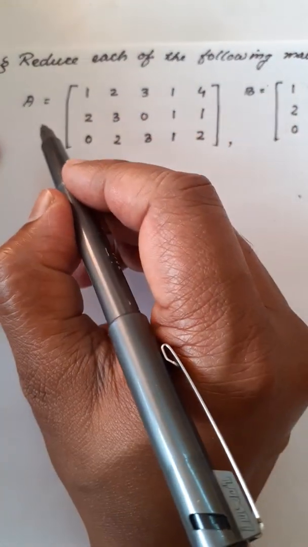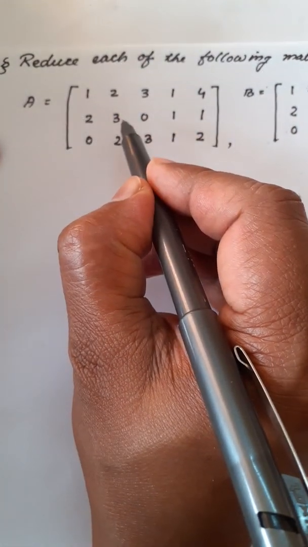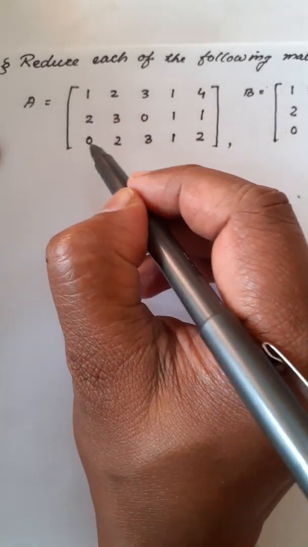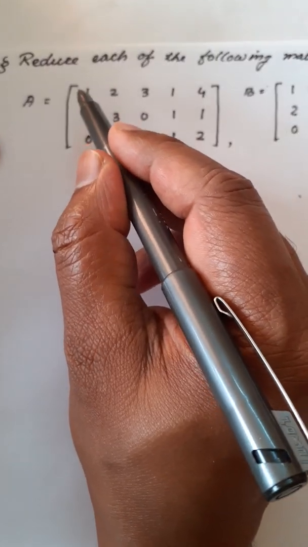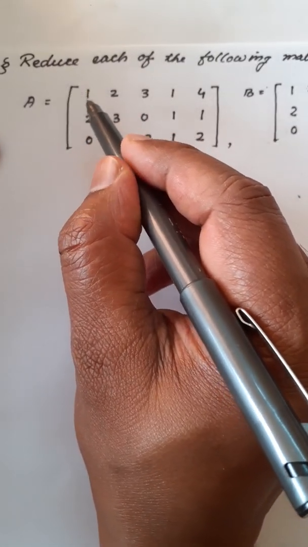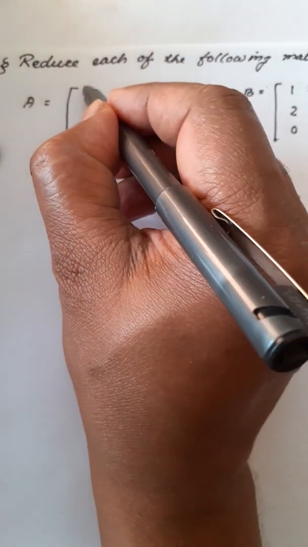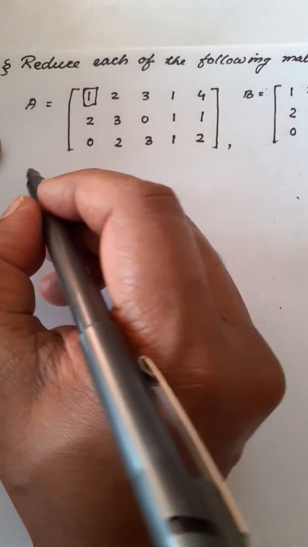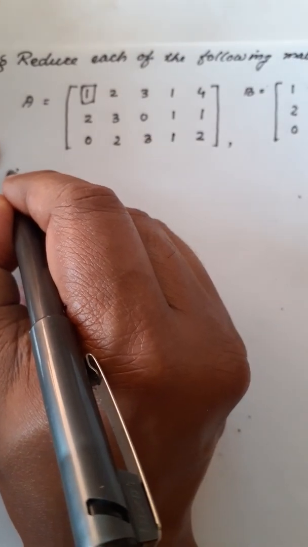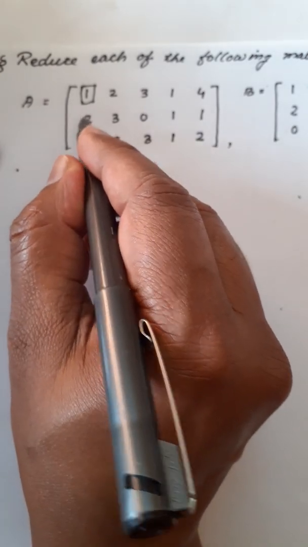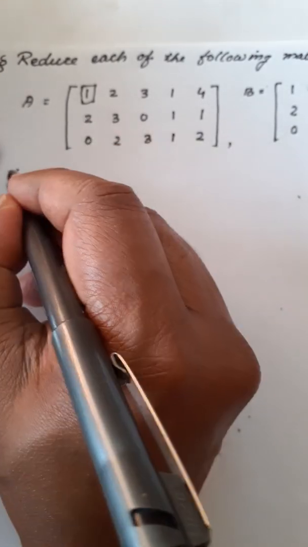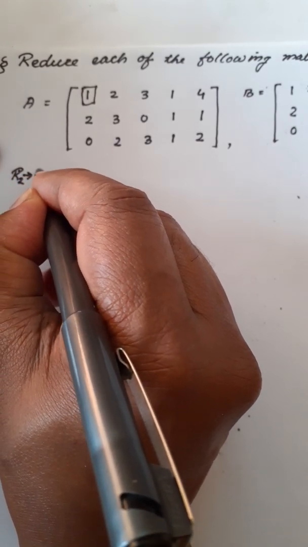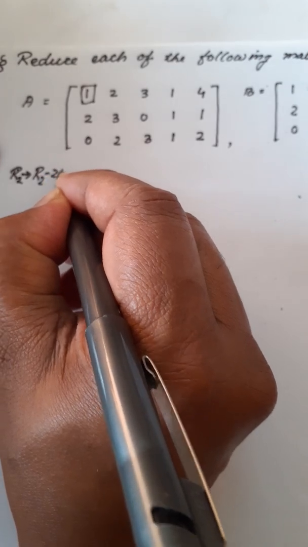Now again, we move from left to right to identify the first non-zero column. In fact, the first column itself is the first non-zero column, and the topmost entry is non-zero. So this is the first pivot. Once you have decided this pivot, the next thing is to reduce these entries to 0. This is already 0, so I have to reduce this entry to 0. So I have to change the second row. Second row goes to R2 minus 2 times R1.